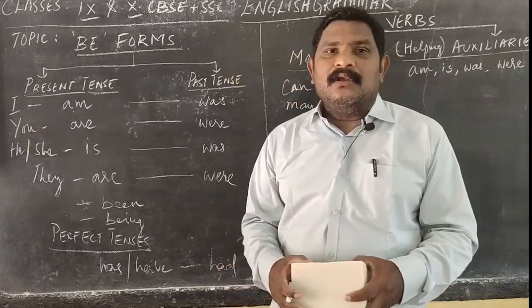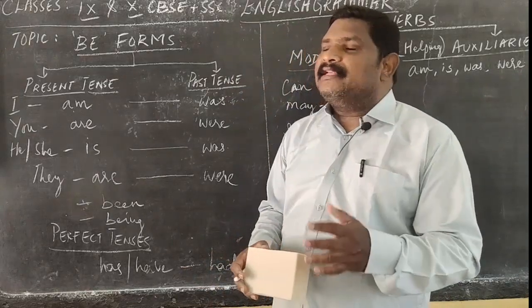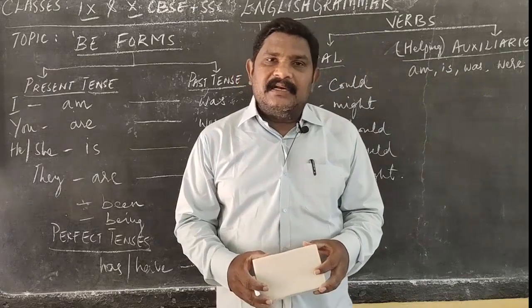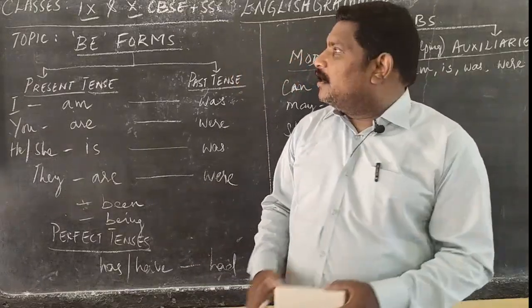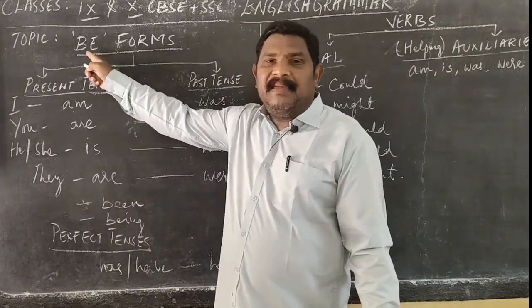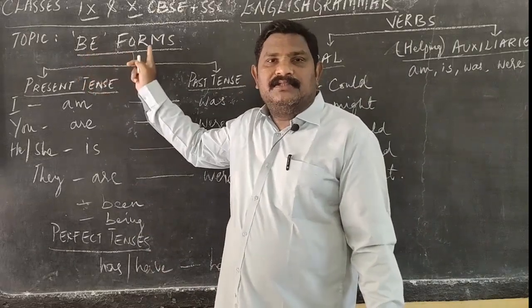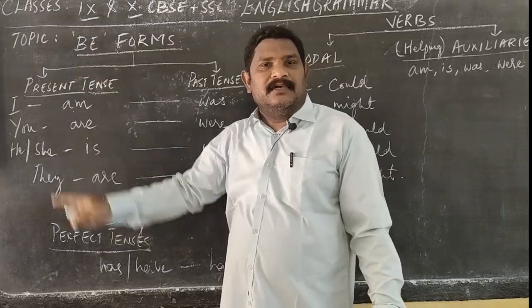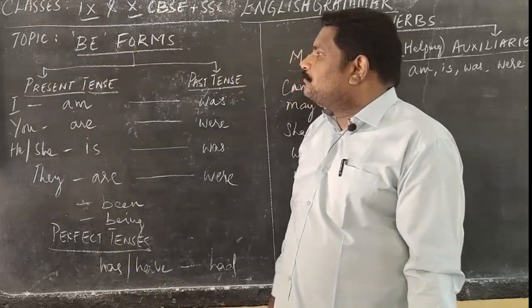today's concept, which is on be forms. Just to make you understand, there is one concept in English grammar called be forms. If you observe here, there is be forms. They are also called helping verbs. They are also called auxiliary verbs. Okay, so let us see.